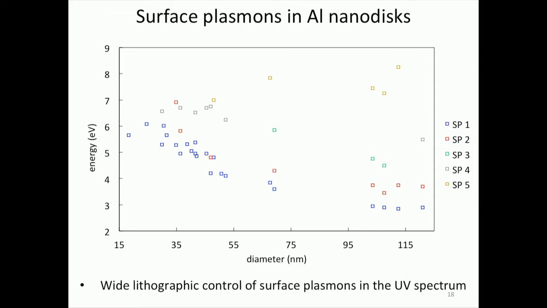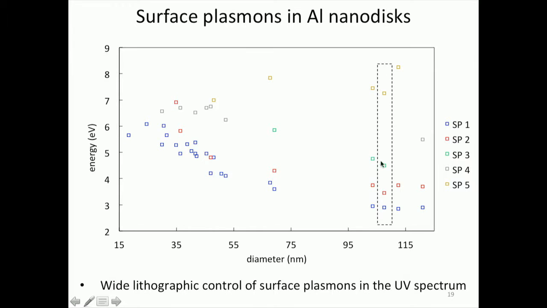So here I plot to you the surface plasma modes as a function of diameter. Here you see on the y-axis the surface plasma energy as a function of the diameter from 15 up to 120 nanometers. Before that, I show you the surface plasma energies, experimental results and the simulations, at around 110 nanometer diameter. Here they are. You can see the SP1, 2, and 3 modes, and the SP5 mode that we found experimentally.